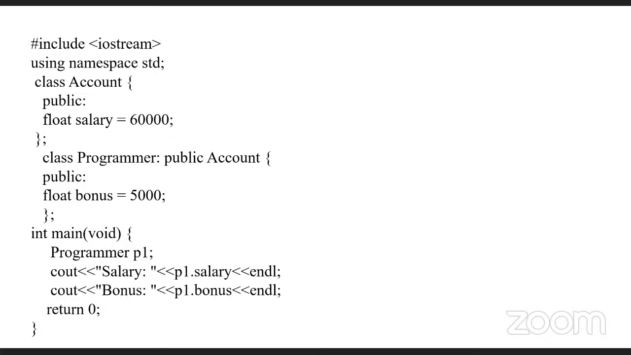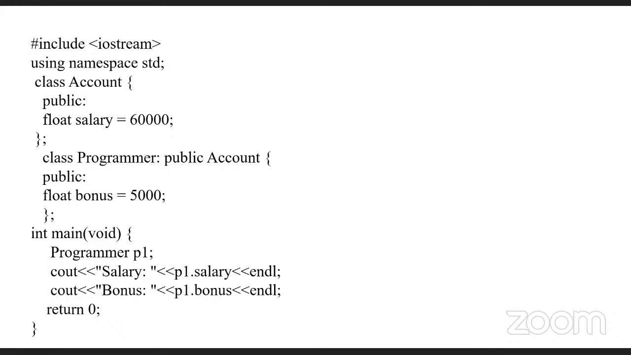Instead of creating two objects, I can create only one object, that is called programmer. Through programmer, I can access both the child object as well as the parent object. So this is the main advantage of inheritance: code reusability. Whatever code I write in the parent class, I can reuse in the child class. That is called single inheritance.